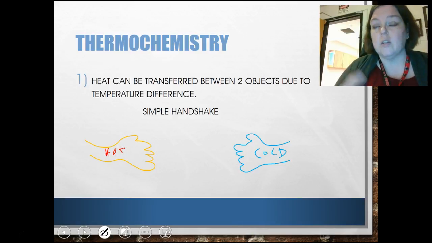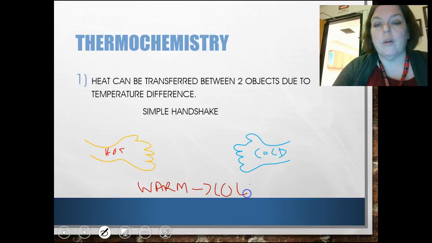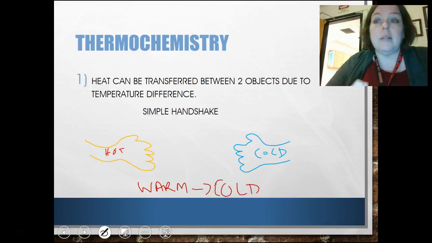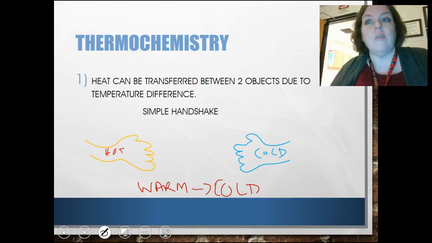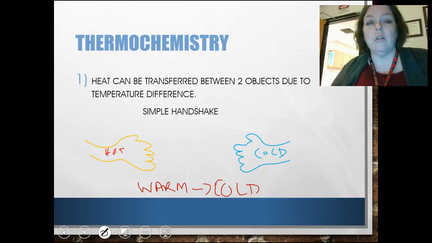So when we shake hands or when we touch hands, I'm actually taking warmth from him. So everything always goes from warm to cold, okay? Everything. Whenever we're transferring heat or energy, it's always going from a warm place to a cold place. It never goes from cold to warm. It's always traveling from warm to cold. So we have to be aware of this as we're talking about it and as we're discussing it.